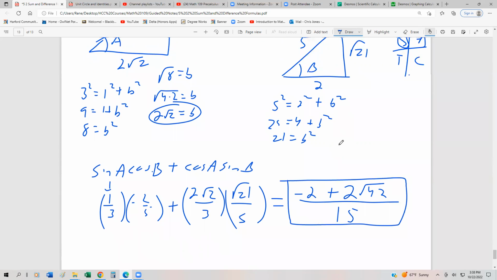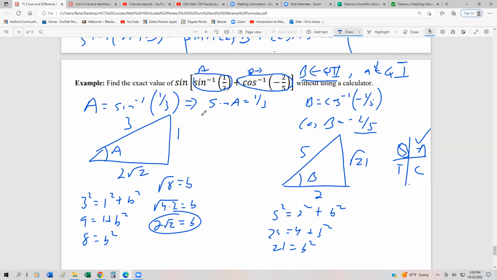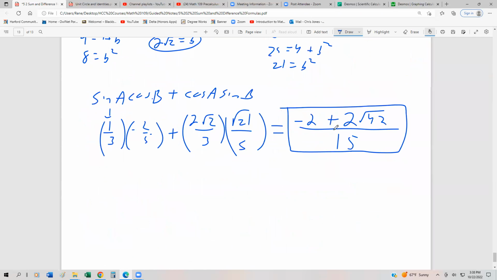Okay, and so that's how we can use this sort of idea to get an exact value using our inverse trig as well as our sum and difference formulas. Okay, so that's the last problem that we have for these sum and difference formulas. There are a number of other formulas that we're going to look at. A lot of them are going to be in the next section, which is going to be 5.3. So we're going to be taking a look at double angle formulas, half angle formulas, and power reducing formulas in that section.